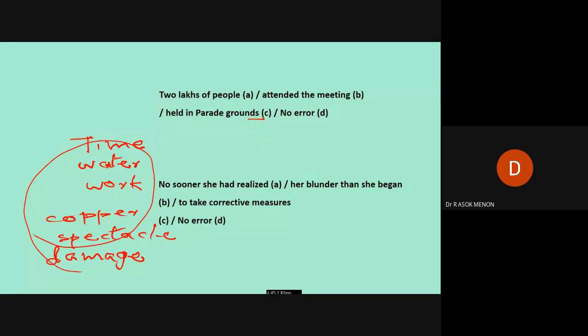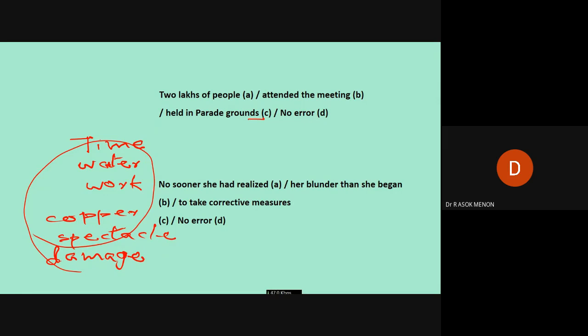Then spectacle. What does spectacle mean? Anybody knows the meaning of spectacle, please? Eyeglasses? No, not eyeglasses. Spectacle means wonderful sight, wonderful view. But when you say spectacles, that means eyeglasses. Then you are correct, Anita. When you say that in plural, it is eyeglasses.